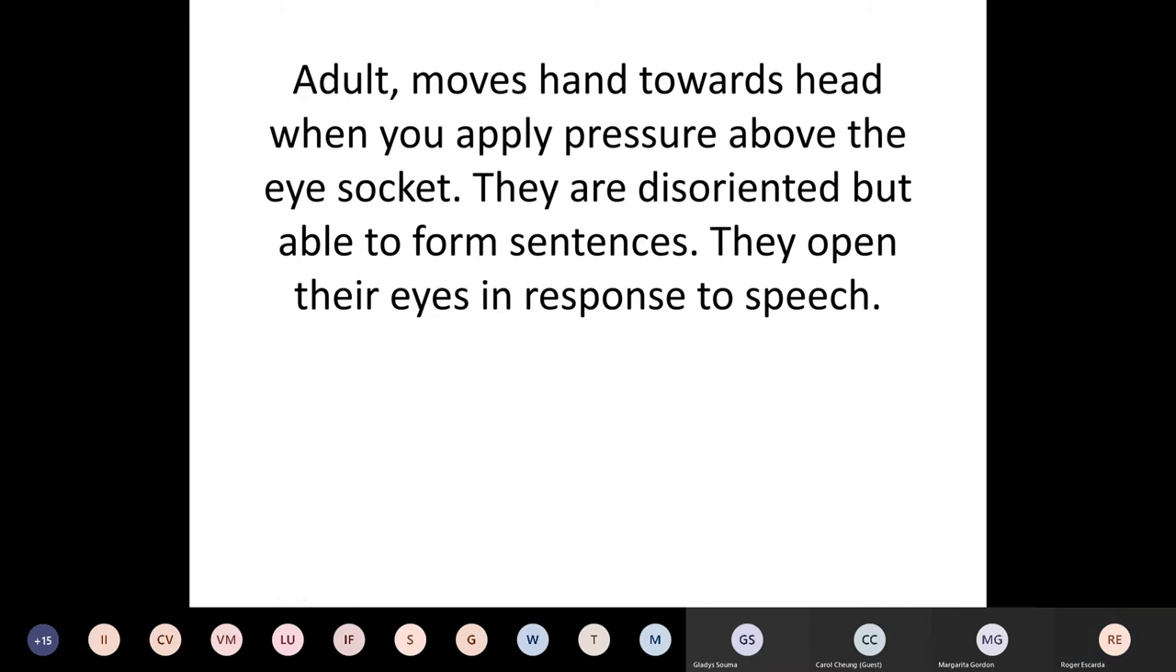Next, let's have Priscilla. Adult moves hand towards head when you apply pressure above the eye socket. They are disoriented but able to form sentences. They open their eyes in response to speech. Twelve. Okay, very good. It's a 12. Any question on this one? Okay, Susan.